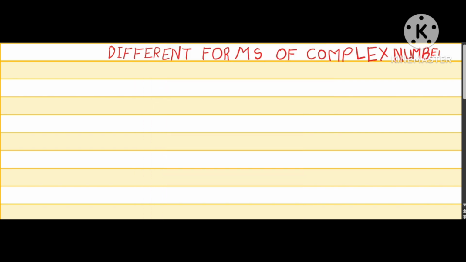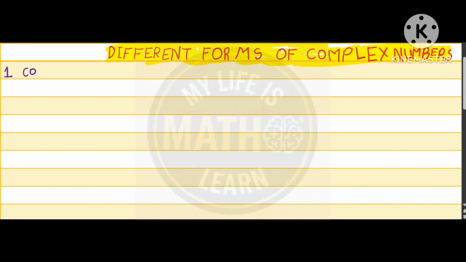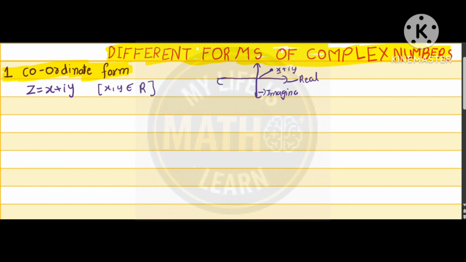Today we will discuss different forms of complex numbers. In the first form, the coordinate form, we represent z is equal to x plus iy, where x comma y are real numbers. In the coordinate plane, the x-axis is real and the y-axis is imaginary. So every complex point is located as x plus iy.